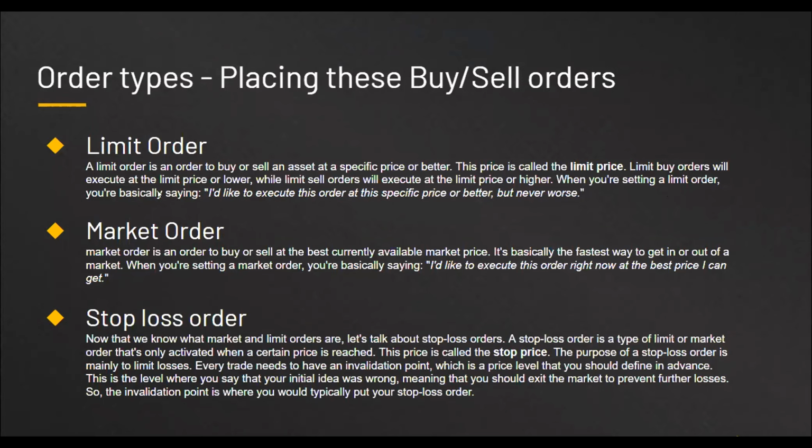Limit buy orders will execute at the limit price or lower, while limit sell orders will execute at the limit price or higher. When you're setting a limit order, you're basically saying, I'd like to execute this order at this specific price or better, but never else. Now let me show you how to use a limit order.